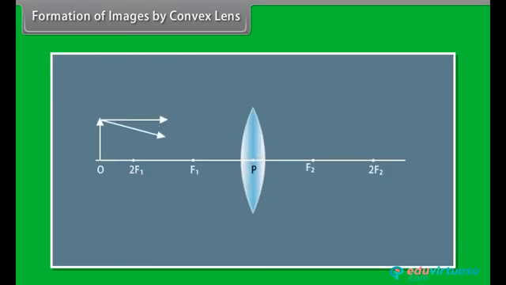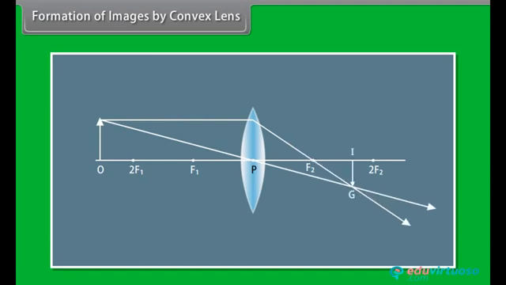When the object is placed beyond 2F, then the image is formed on the opposite side between F and 2F. The nature of the image is real, inverted, and diminished.